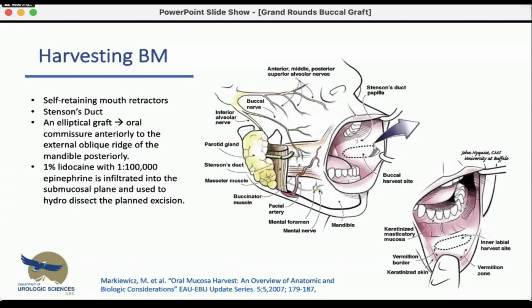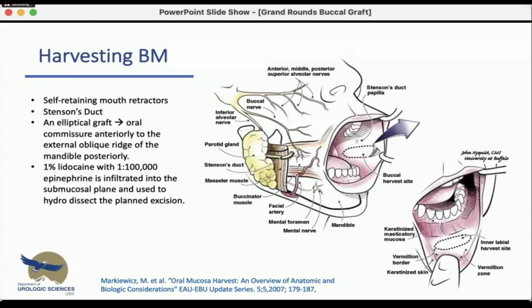So how do we harvest the oral mucosa? It is important to understand its anatomy and, of course, our goals. The oral mucosa graft can be harvested from the cheek, from the lower lip, or from the tongue. If we harvest from the cheek, which is a common site, we always have to be aware of the parotid duct, or the Stensen duct, which travels across the masseter muscle, then the buccal fat pad, and then the buccinator muscle. Its draining orifice is located adjacent to the maxillary second molar.